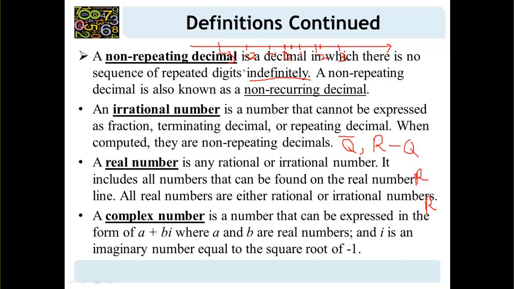A complex number is a number that can be expressed in the form a plus bi, where a and b are real numbers and i is the imaginary number, equal to the square root of -1. When you go to college, you will most probably learn about complex numbers. It is denoted by C. For our grade level, I am just mentioning it. You will know more about it when you get to college.